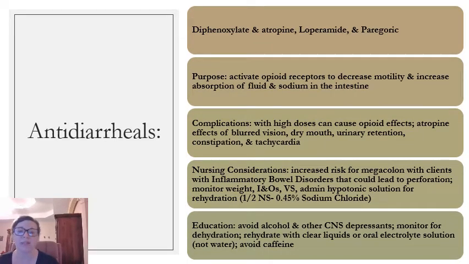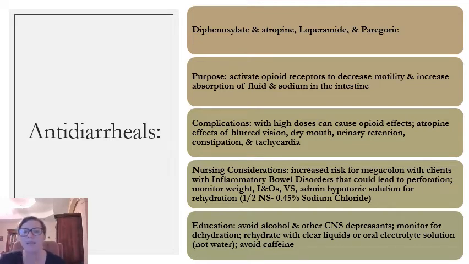Okay, so antidiarrheals. These are the opposites. The patient's having diarrhea, so we want to bulk it up. These medicines are going to be diphenoxylate and atropine, which are together in one medicine, and then loperamide and then paregoric. I've only really been familiar with the first one.